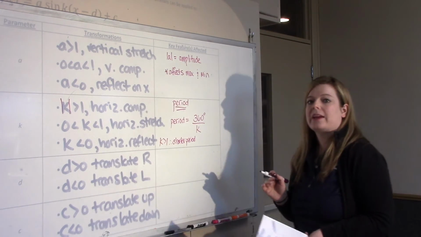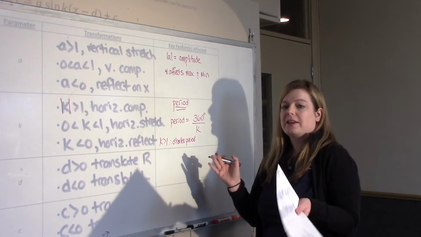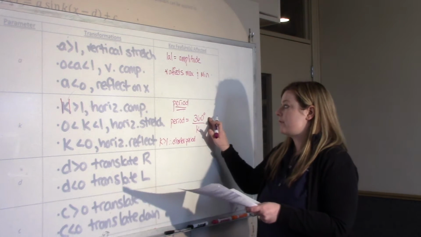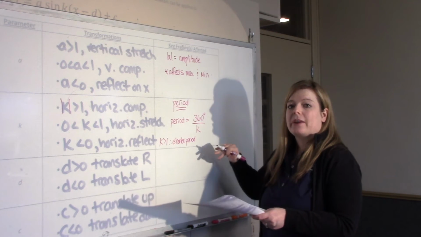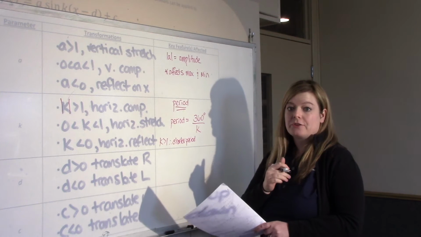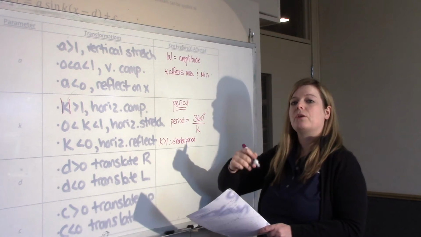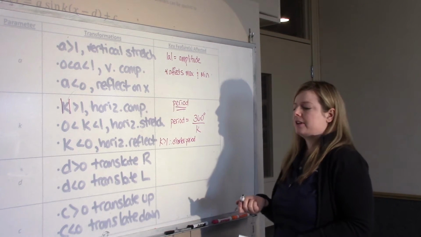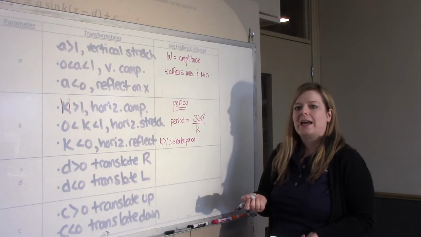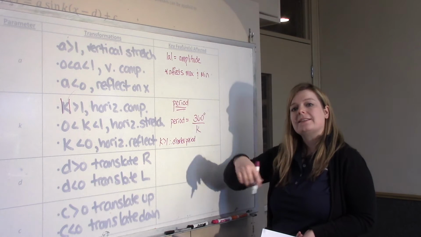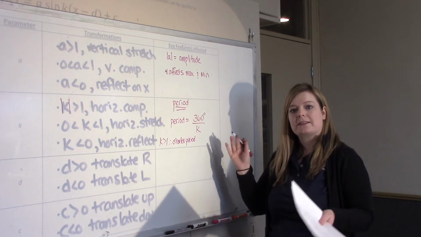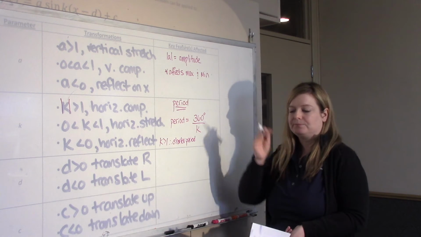So if that's greater than 1, like 3, then that means everything is being compressed by a third. So therefore, instead of 360 degrees, we divide that by 3. Now we have a period of only 120 degrees. So our whole cycle will happen in 120 degrees instead of in 360 degrees. Another way to think about that is that there'll be 3 cycles in 360 degrees instead of just 1, because it's been compressed by 3.